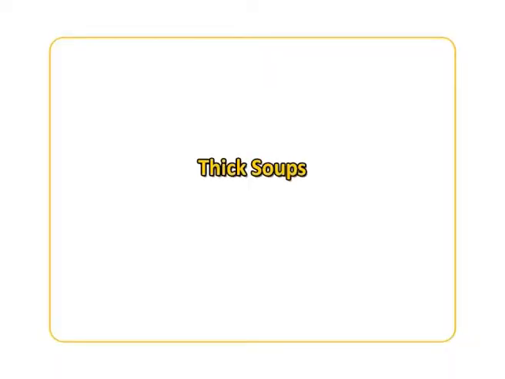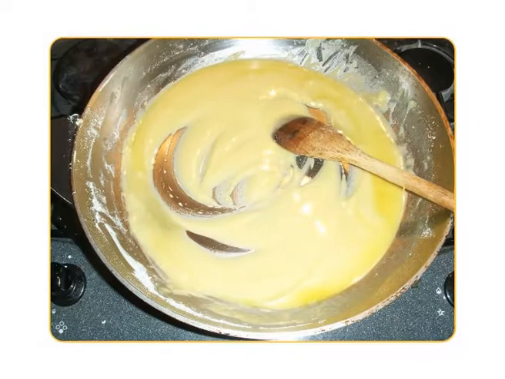Court bouillon is also flavored with vegetables and aromatics such as celery and carrots before the main ingredient is added. The second important category is thick soups. Unlike thin soups, thick soups are opaque rather than transparent. They are thickened either by adding a thickening agent such as roux or by pureeing one or more of their ingredients to provide a heavier consistency.